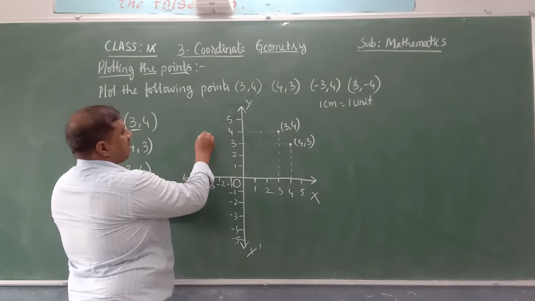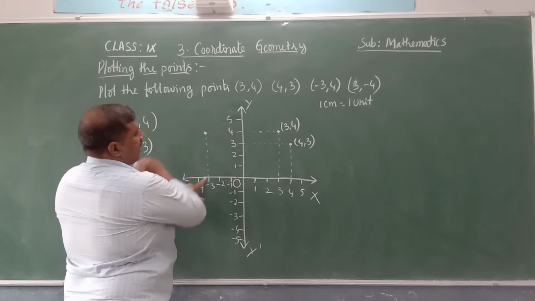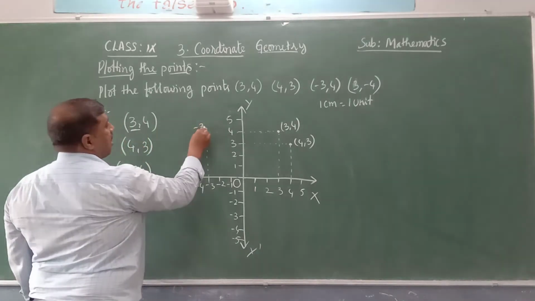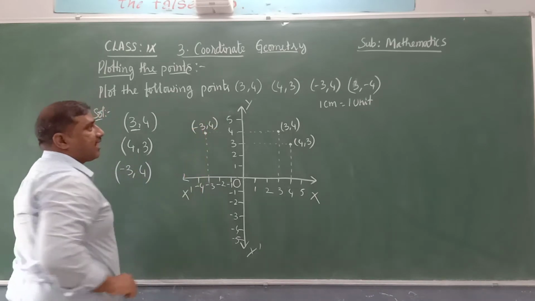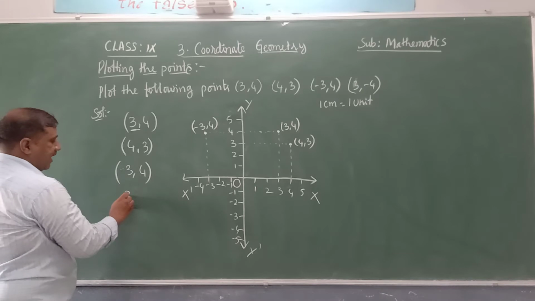You will find these lines in the graph book. You can draw using your graph paper like this. It is (-3, 4). Yes. Next, the last point is (3, -4).